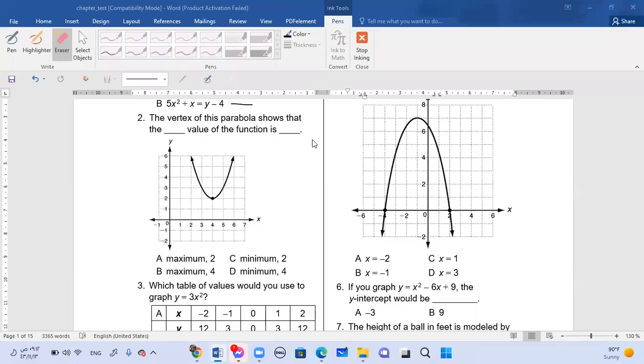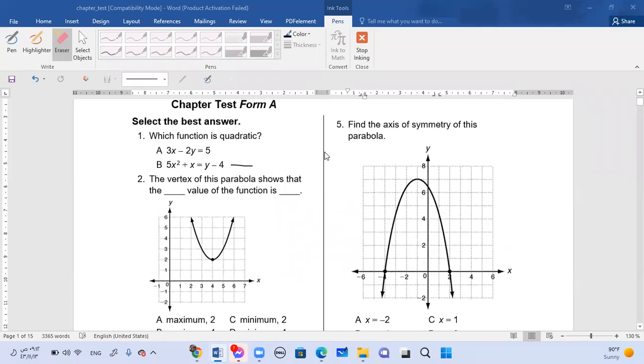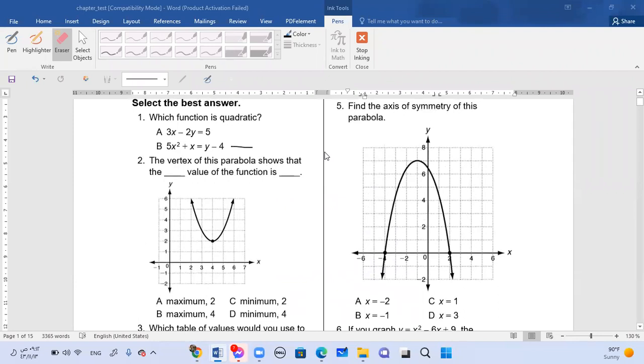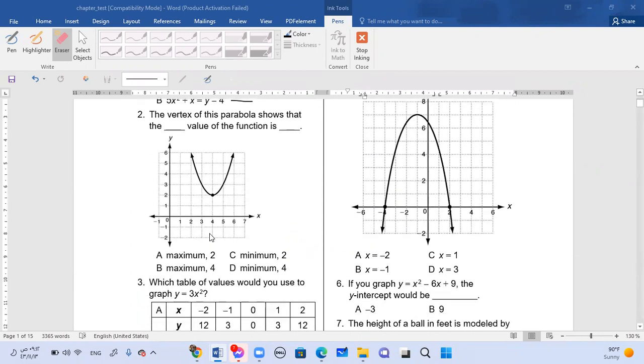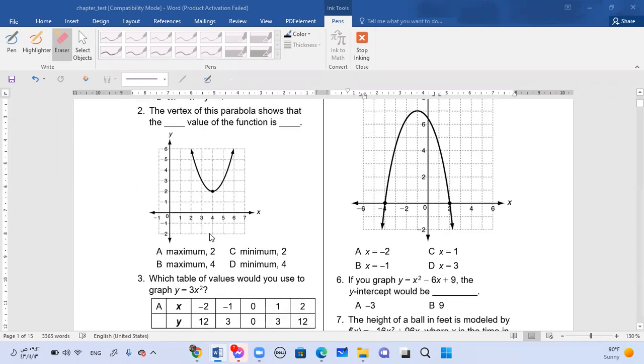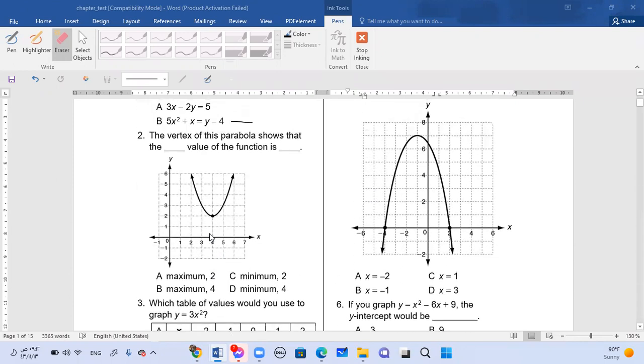The second idea: how you can find the solution of the graph, or the zero of the function. If we have a quadratic equation, how can you find the solution from the graph? The solution means the graph intersects with the x-axis.